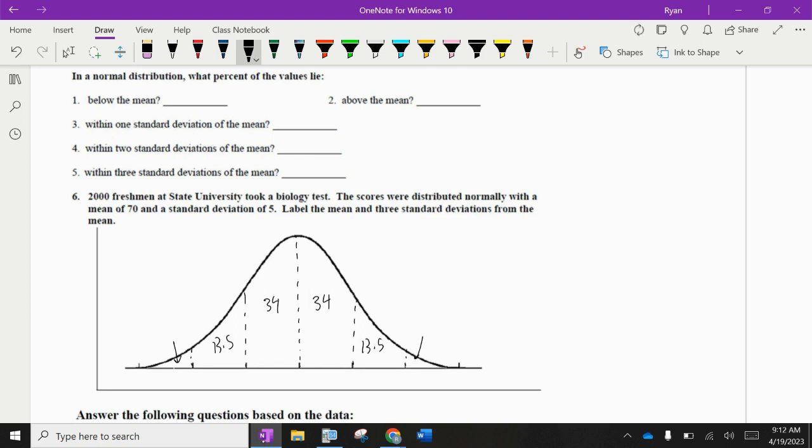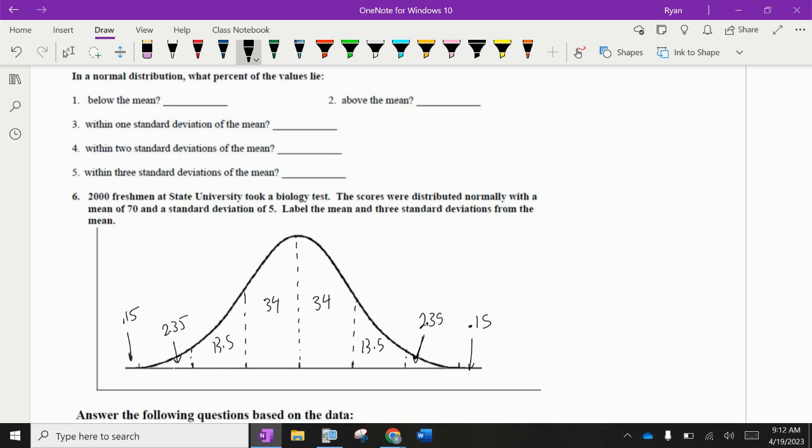Now we're getting a little bit smaller. What are the percentages in these? 2.35, 2.35, and then on the outside, it's 0.15 and 0.15. We're going to fill in some numbers across the bottom for this one in question number 6.